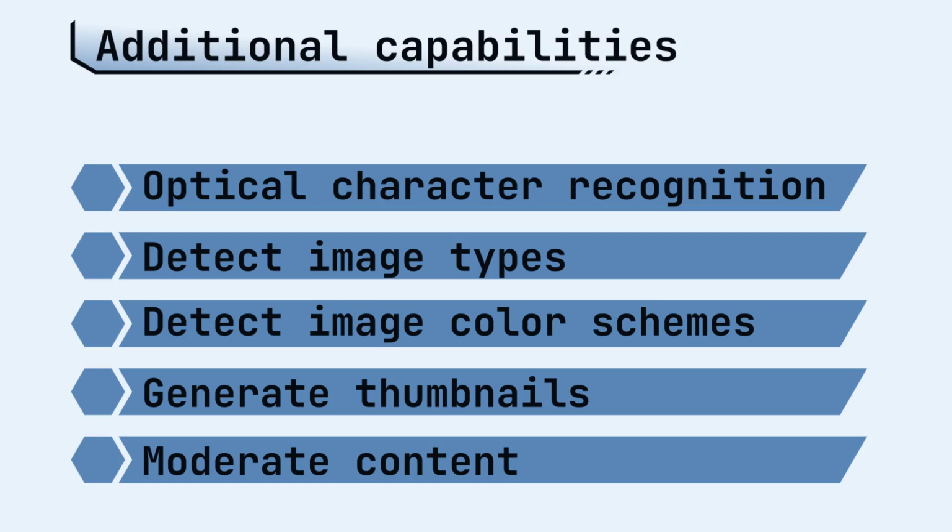In addition to these capabilities, the computer vision service can read text, for example, detect and recognize printed and handwritten text in images. Detect image types, for example, identifying clip art images or line drawings. Detect image color schemes, specifically, identifying the dominant foreground, background, and overall colors in an image. Generate thumbnails, creating small versions of images. Moderate content, detecting images that contain adult content or depict violent, gory scenes.